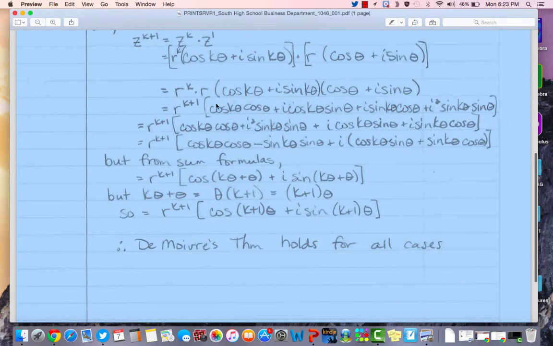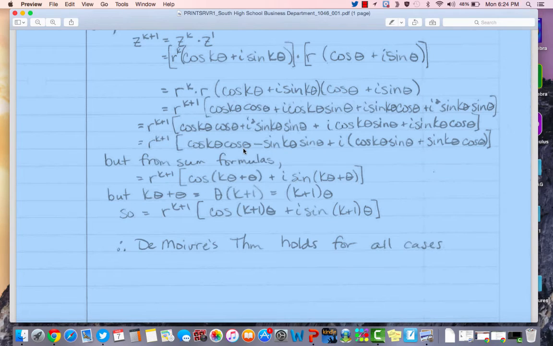Then I just rearrange because I'm just adding along in here, and so I reorganized because I want these two terms together for my sum or difference formulas. r to the k plus 1 doesn't change. And then I want these two terms together because they both have an i in them. Now we know that i squared is negative 1, so instead of plus i squared, it becomes minus. And so we have cosine k theta, cosine of theta, minus sine k theta, sine theta. And then I factored an i out here, and so we have i times cosine k theta, sine theta, plus sine k theta, cosine theta.